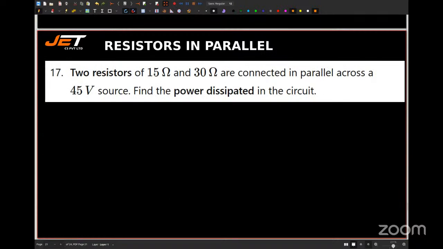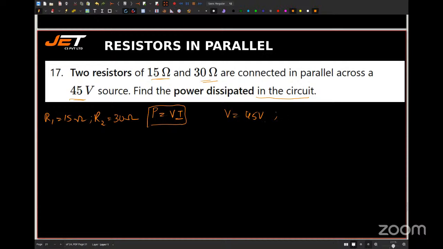Now, two resistors of 15 ohms and 30 ohms are connected in parallel across a 45-volt source. Find the power dissipated in the circuit. See, I told you, they did not ask the power dissipated across each resistor. They asked the power dissipated in the circuit. We know P is equal to V into I, right? This is the formula for power. Now we know the resistors are given, and the voltage is given. V is equal to 45 volts, and R1 is given as 15 ohms, and R2 is given as 30 ohms.